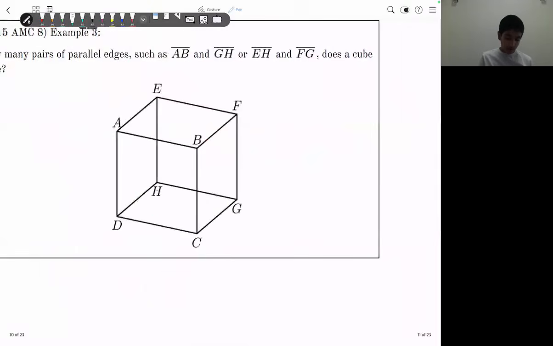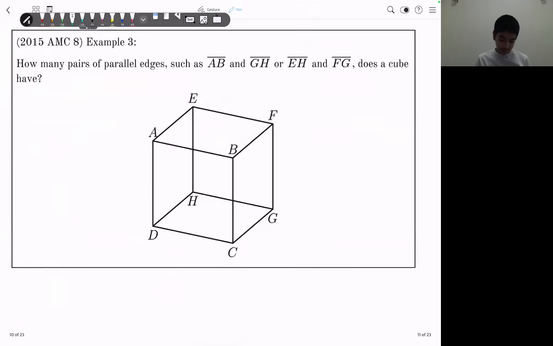So now I'm going to move on to this next problem right here. How many pairs of parallel edges are there, such as AB, which is this, AB just basically means this right here, or GH, EH, and FG the cube has. Okay, so I'm just going to highlight some edges right here. So we can think of the edges in several pairs. So let's first look at these edges right here that I'm going to be marking in blue.